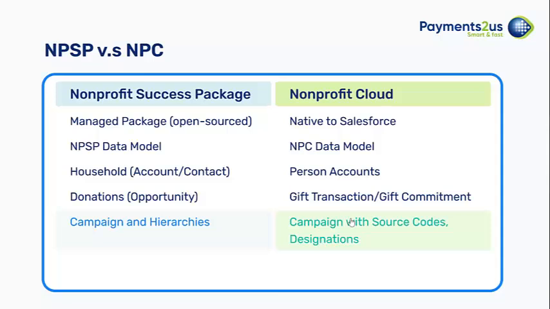I think of the source code more as the channel or the segment, so Facebook or email or wave 1 or wave 2. Designation codes are where the funds are going to be allocated to. So it might be 50% to one area of your business, or maybe sponsoring child 1 or sponsoring child 2. It's not a very comprehensive list, but that's if I had to pick out some of the key things related to fundraising and the difference between the Non-Profit Success Pack and Non-Profit Cloud. That's what I would highlight there.